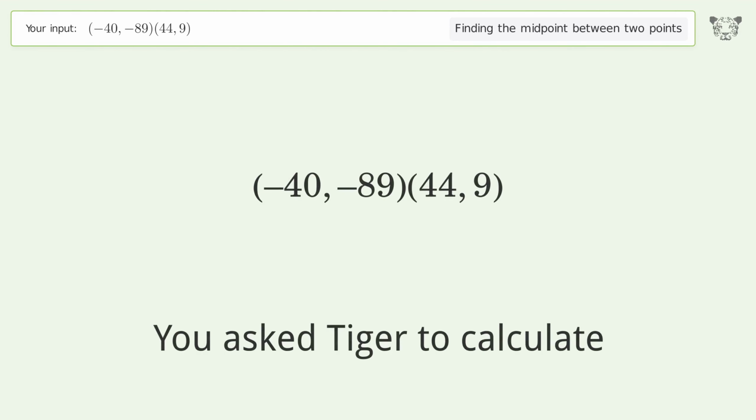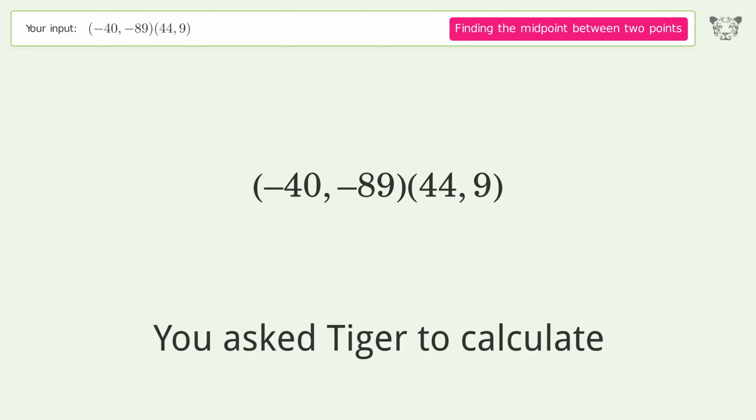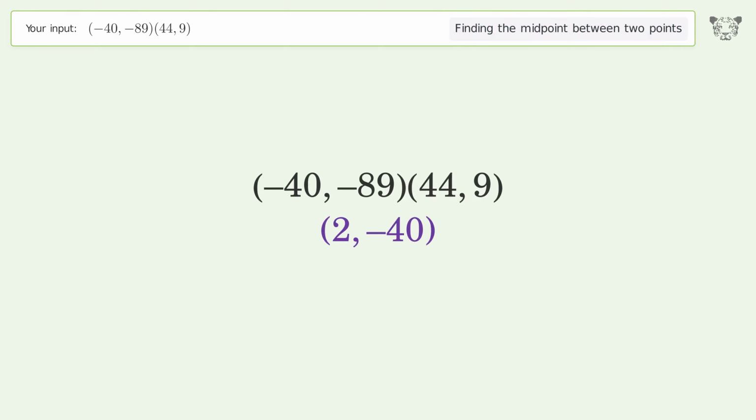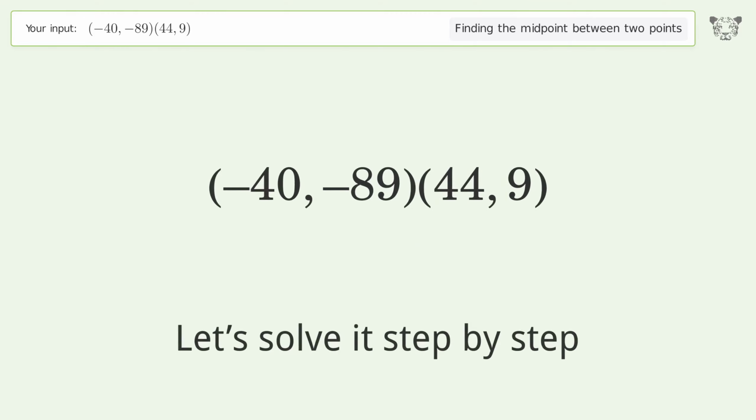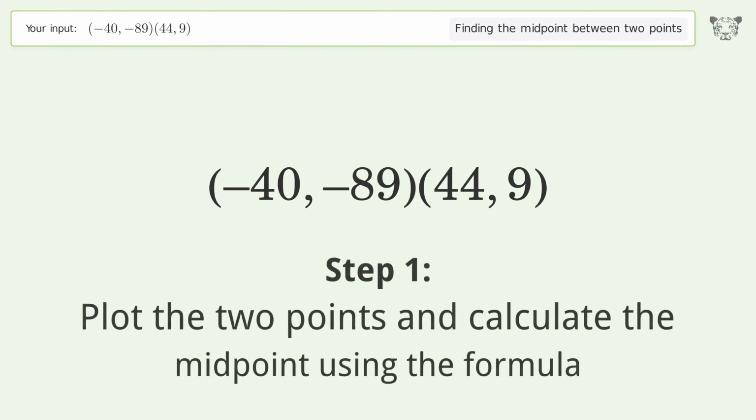You ask Tiger to calculate. This deals with finding the midpoint between 2 points. The midpoint between the 2 points is 2, -40. Let's solve it step by step. Plot the 2 points and calculate the midpoint using the formula.